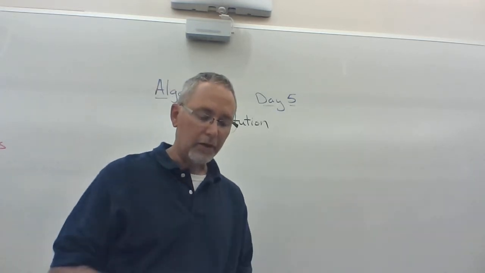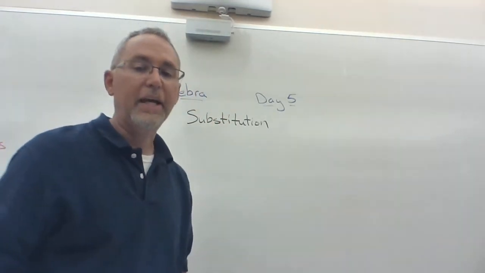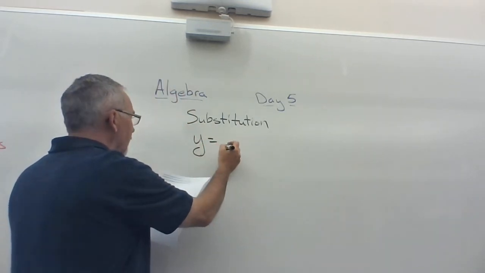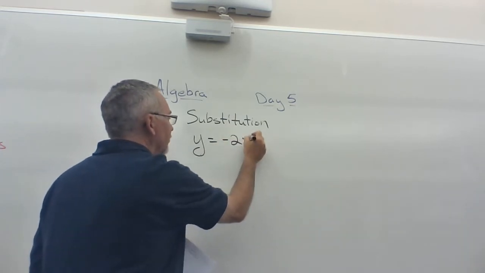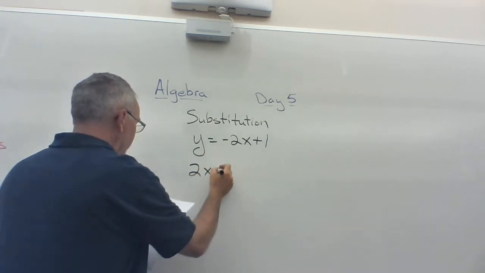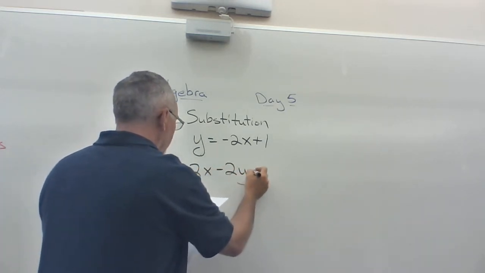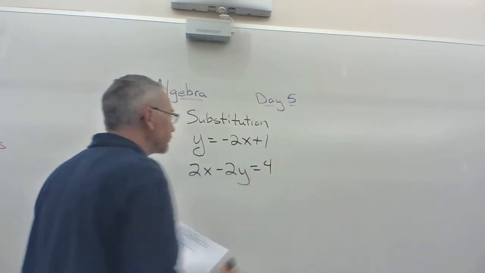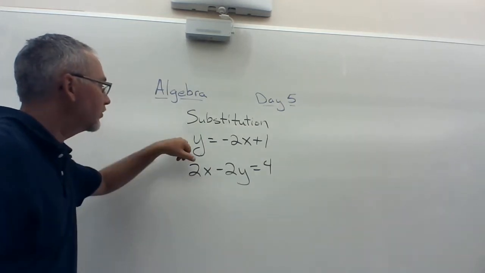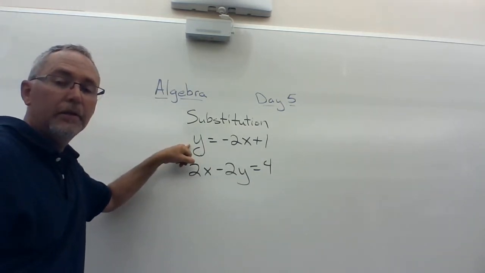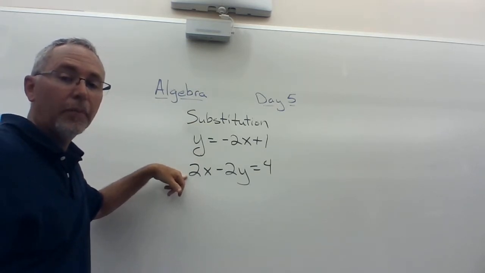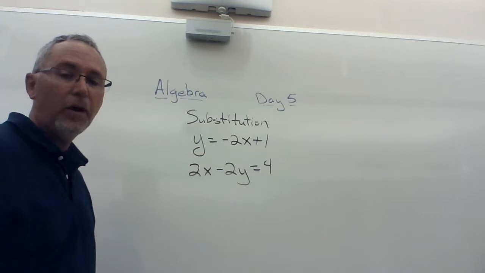And so as we start off, we're going to start with our first example. And we're going to write the equation y equals negative 2x plus 1. And then we're also going to write the equation 2x minus 2y equals 4. Now those are our two equations that we're going to start with. And if you notice, the first one's written in slope-intercept form. The second one is written in standard form. Two different ways that we can write a linear equation.